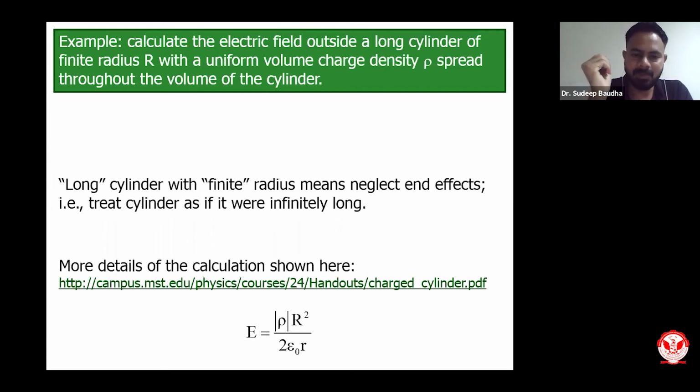So see, we have already done this type of thing, and we can simply write it as E equals mod of rho R square upon 2 epsilon naught r, where R is the radius. But I will show you actually how to do this, because this will give you a finer understanding about how to discretize the geometry and how to apply Gauss law. So let us start with this calculation and visualize the problem, and then we will try to understand what will be the solution for this.